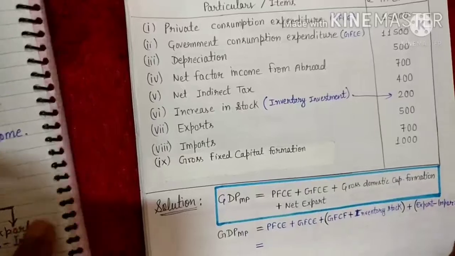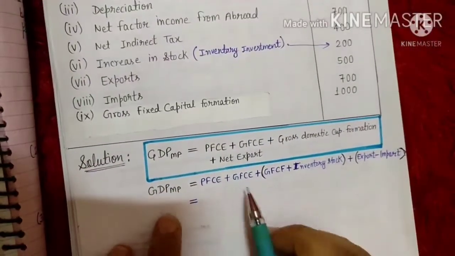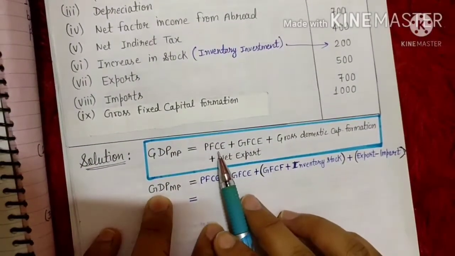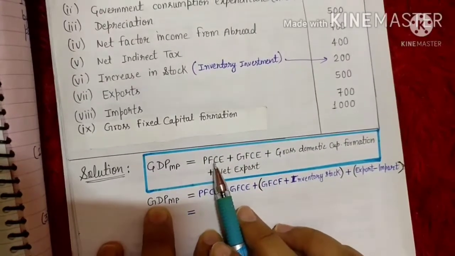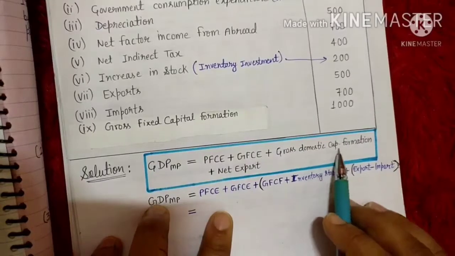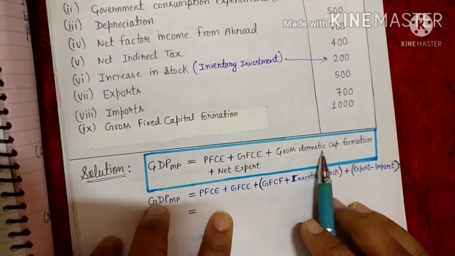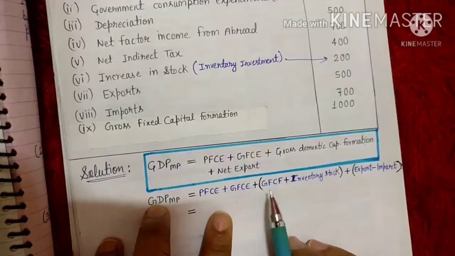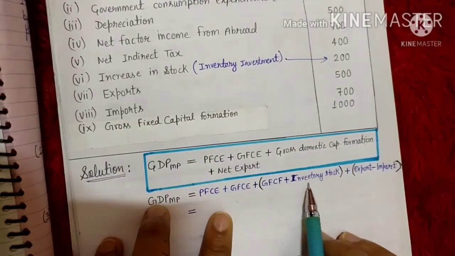So let's solve the question here. We'll use our formula. We have written our formula here, as you can see. I have written the short form; you can write the full form. So PFCE plus GFCE plus gross domestic capital formation. As I told you, this is divided into two further parts, that is GFCF, gross fixed capital formation, and inventory stock.